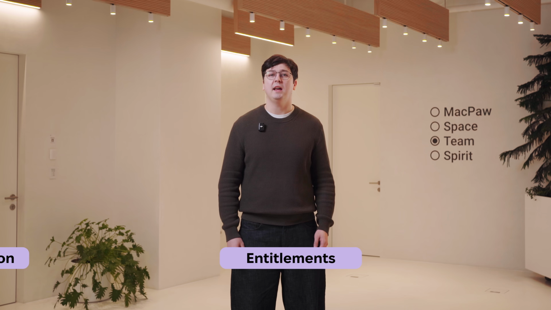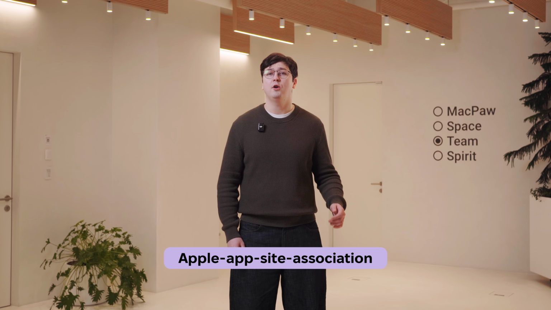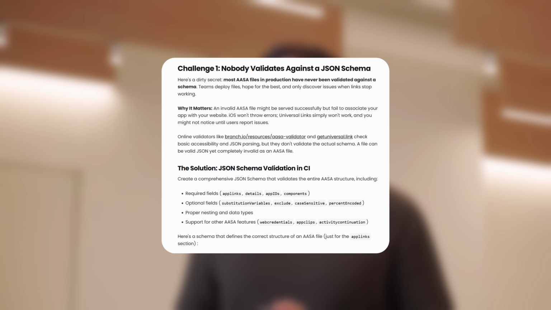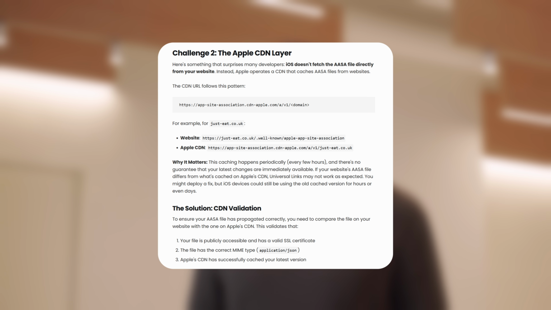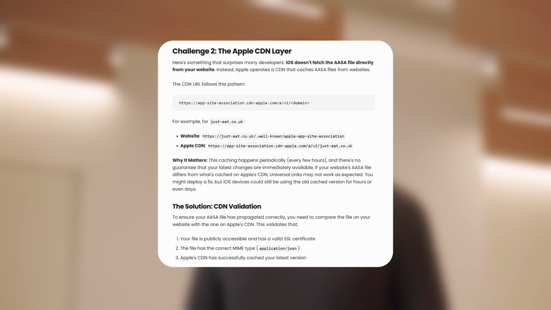He started with the basics: entitlements and the Apple App Site Association file, or AASA, but quickly moves into the real problems. Did you know that one tiny error in the JSON schema can completely nuke all your redirects? Or what about the nuances of the Apple CDN? A quick reminder: the user's device downloads the association file from Apple's cache, not directly from your server, and it doesn't update instantly. So if you break production, the fix might take hours to reach your users.